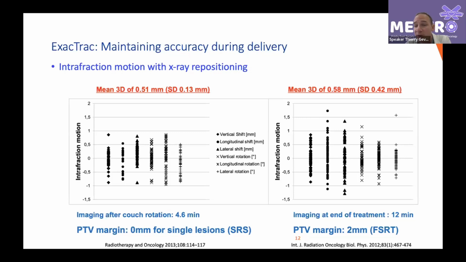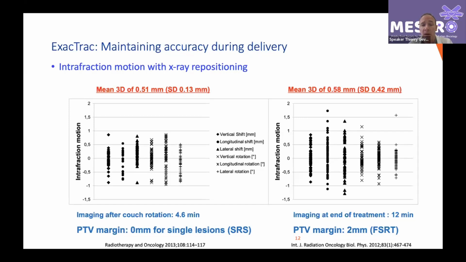On the right, you can see if you only take images at the end of treatment just to see whether or not your patient was moving, you are submillimetric in the mean 3D, but you will have some kind of standard deviation. So some patients will be out of the 1 millimeter. So we decided, for that philosophical reason, that you need to add a PTV margin of 2 millimeters. That's what we do for fractionated schemes. So if the lesion is too big, we go for a 5 fraction scheme, 5 times 7, so 35 gray in total. And then we add a 2 millimeter margin because we fractionate.